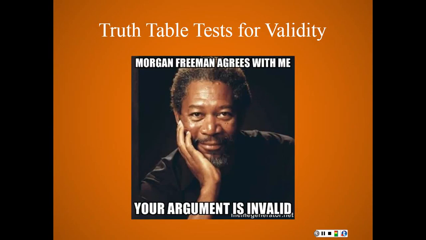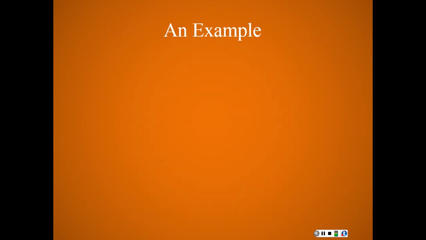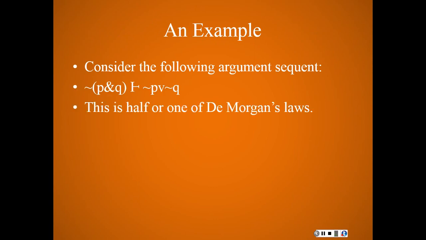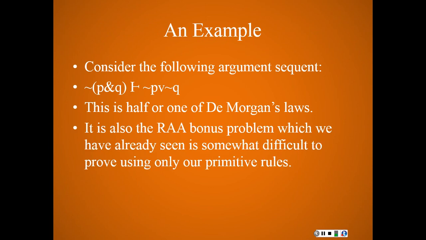In this lecture, we will learn how to use truth tables as a means of testing arguments for validity. So let's go ahead and begin by looking at an example. Consider the following argument sequence. You should recognize this. This is half of one of De Morgan's laws.